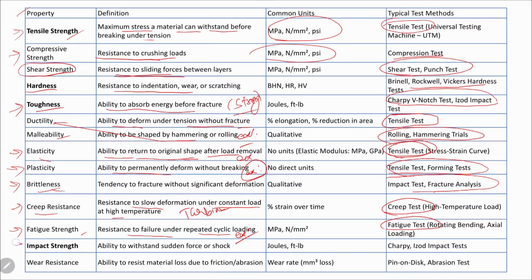The next one is impact strength: the ability to withstand sudden force, shock or hit. Charpy and Izod impact tests are used to measure impact strength. The next one is wear resistance: resistance to material loss from friction or abrasion. The best example is gear teeth. The abrasion test and pin-on-disc test measure wear resistance.